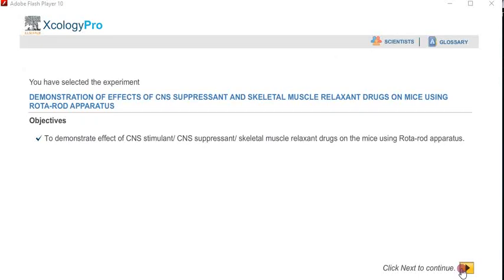Good evening. So today's practical, I am going to discuss the demonstration of the effect of CNS suppression and skeletal muscle relaxant drugs on mice using the Rota rod apparatus.